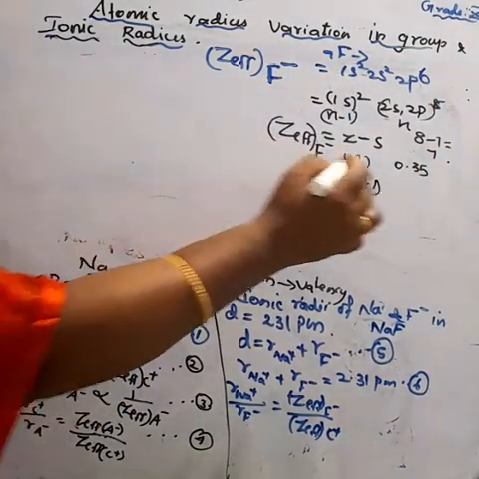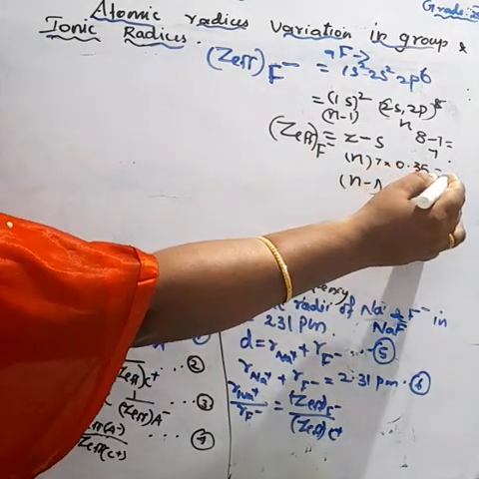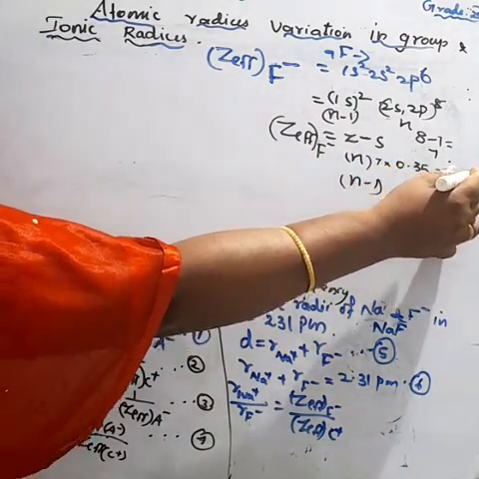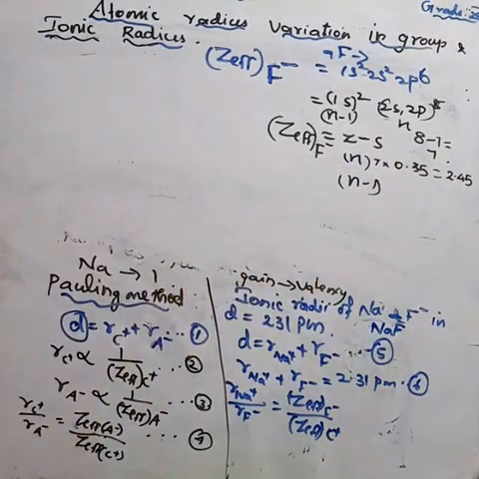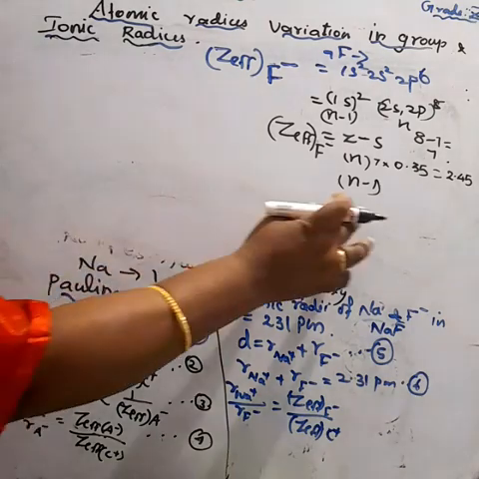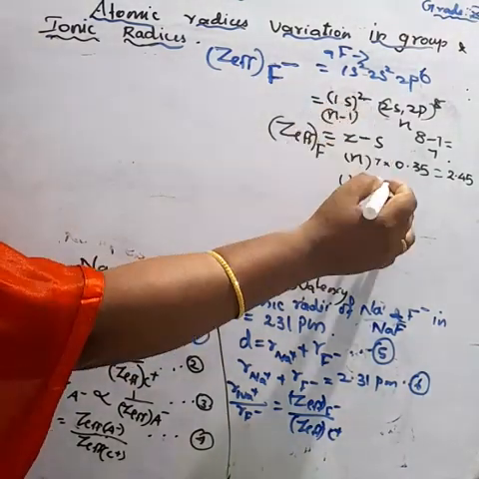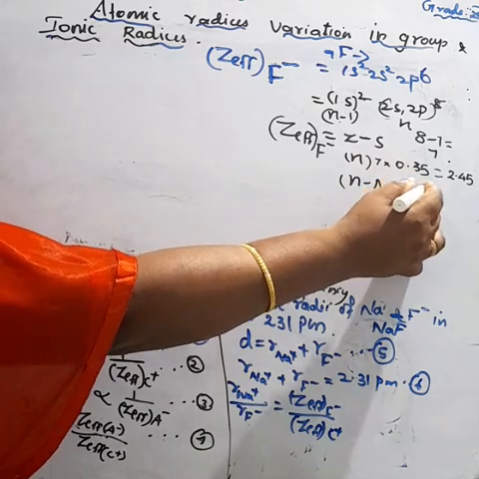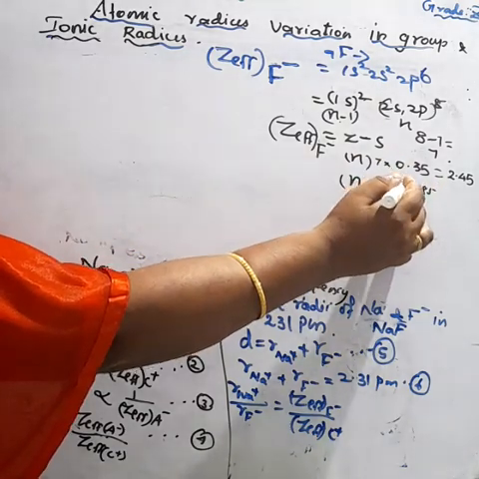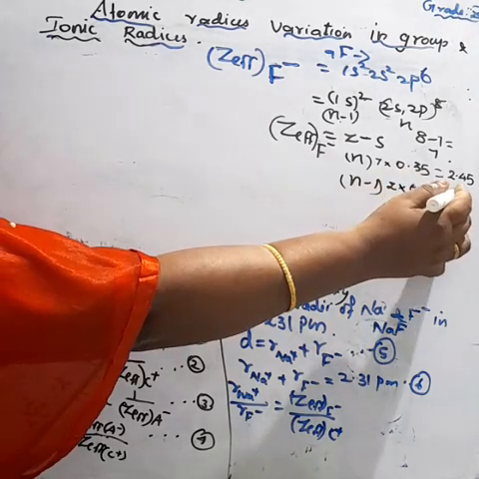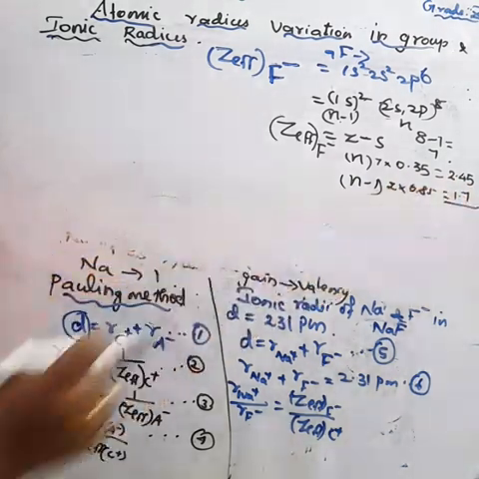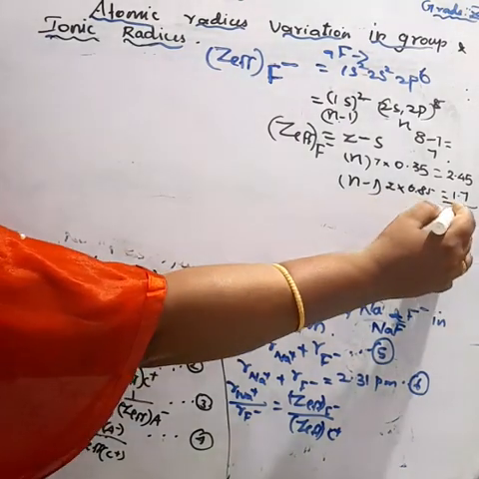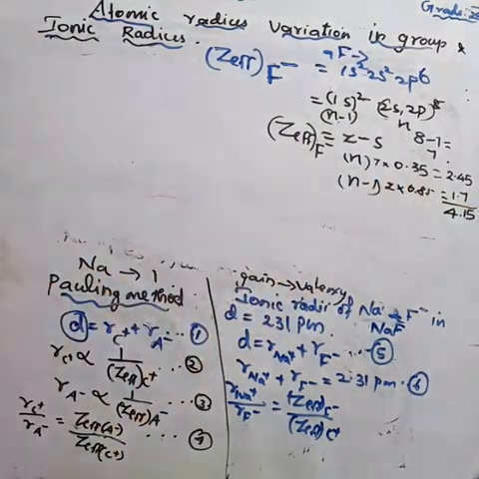So 7 into 0.35, what value do we get? 2.45. Then for n minus 1, the value is 0.85. How many electrons are in the n minus 1 group? There are 2 electrons, so 2 into 0.85 gives 1.7. When adding these two values, we get 4.15. This is the S value for the fluoride ion. Understood? So when we are subtracting, what is the atomic number here?